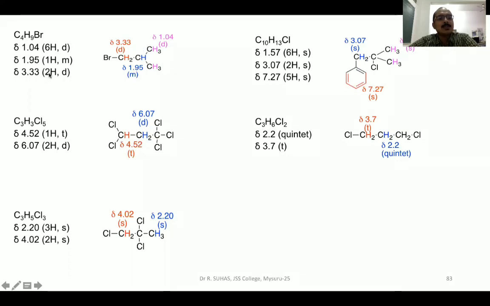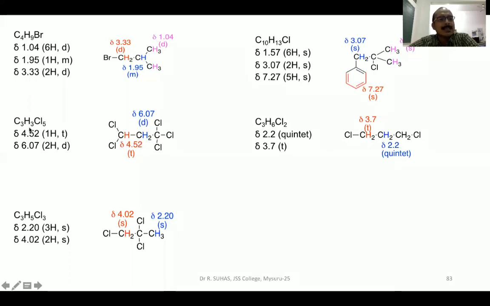This is CH2. It should be attached to a CH. So CH2 attached to CH. And there is a bromo here. So where the value will be high, you put the bromo there. So Br, CH2, CH, CH3, CH3.